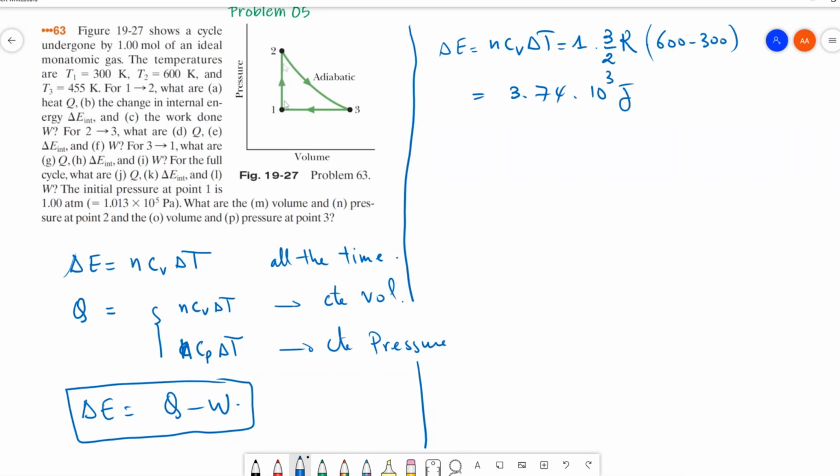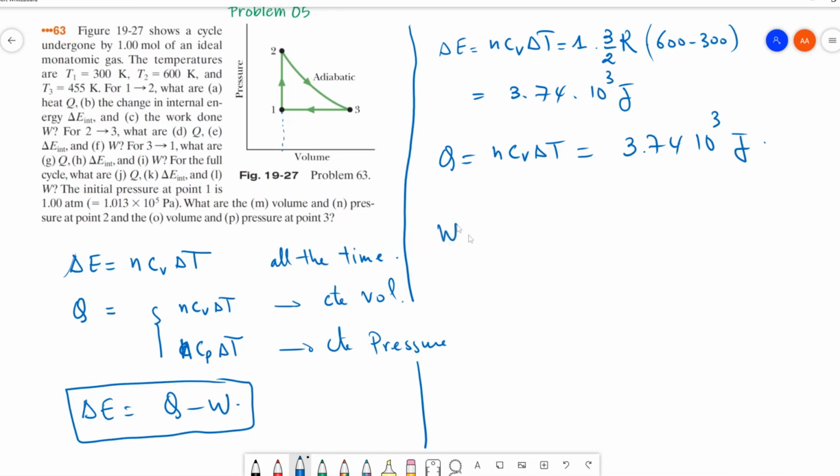Here, what is the name of this process? Isobaric or isochoric? Yes, isochoric. So here we have a constant volume, right? You see here, if I go down, the volume is always the same. Since we have a constant volume, Q is equal to n Cv delta T. And since it's the same, it will give me the same thing: 3.74 times 10 to the power 3 joule.